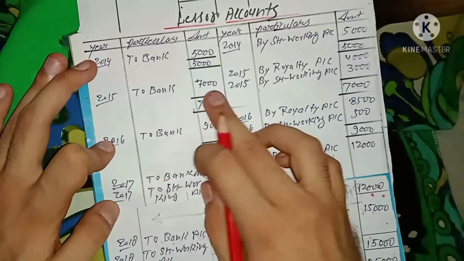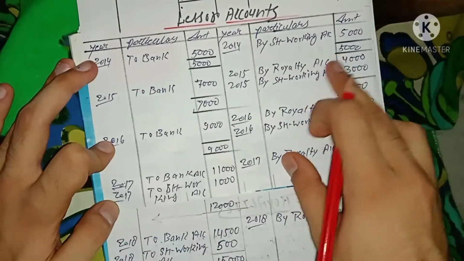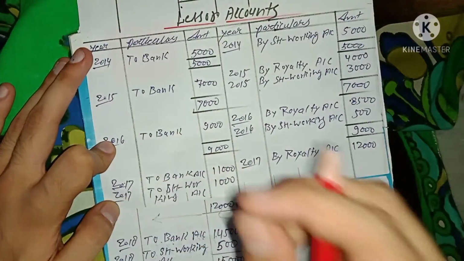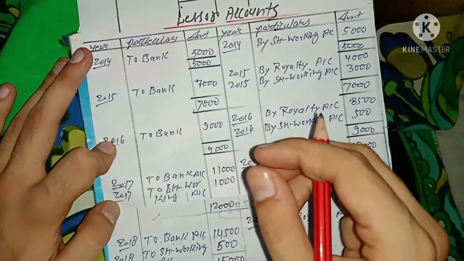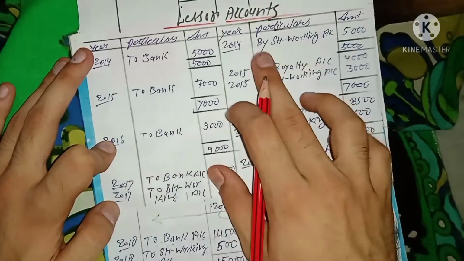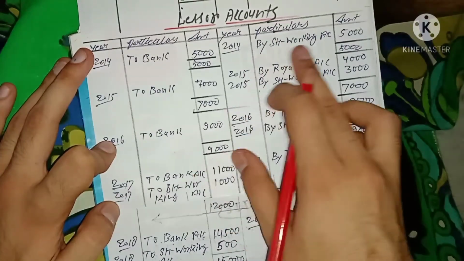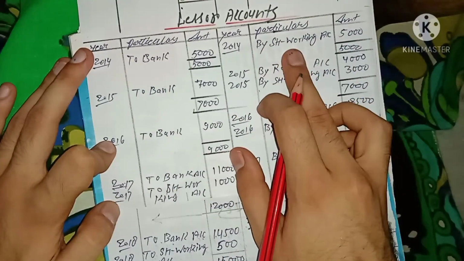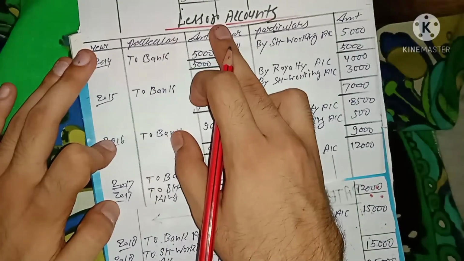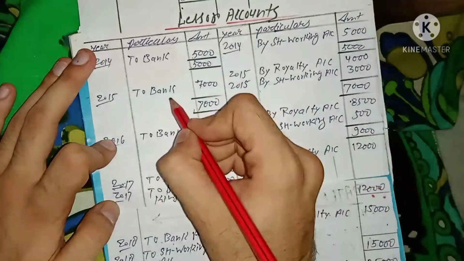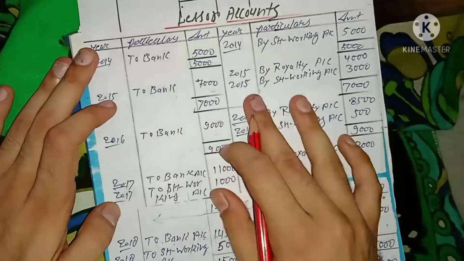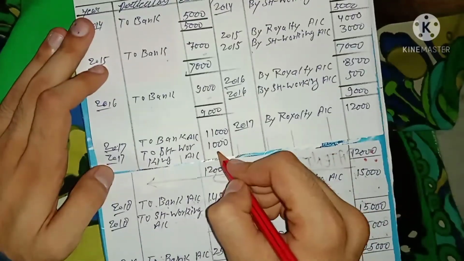Whatever amount is payable in the year 2015 is 7000, and royalty and short working, both amounts, because in the first year, as I already mentioned, not even a single penny was incurred as actual royalty. So the whole amount has been paid by the patentee from his own pocket to the patenter. That amount became short working for the patentee, so it will be shown here. And here we simply made payment to the patenter by the patentee. In the year 2016 it is 9000, in the year 2017 11,000 plus 1000. What is 1000?